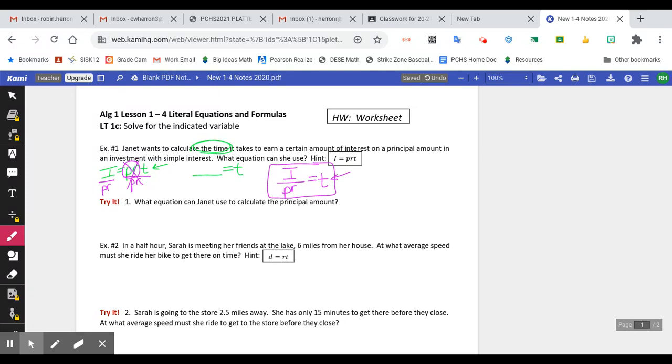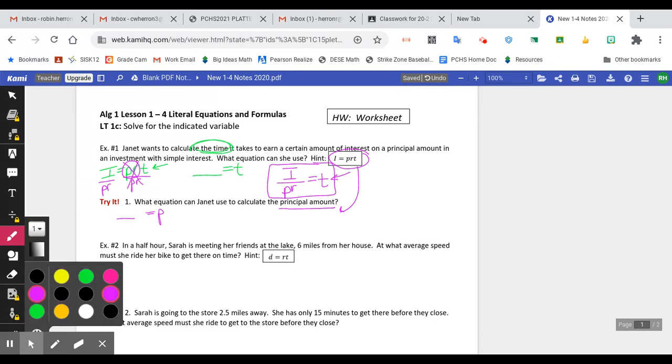Okay, so your try it is to pause and try to figure out how I can rearrange this formula up here to be calculated for the principal amount. So you want it to equal P when it's all done, and everything else will be over here. Okay, so pause and try that now, and then come back and check your work.